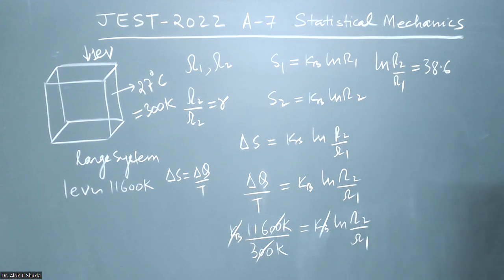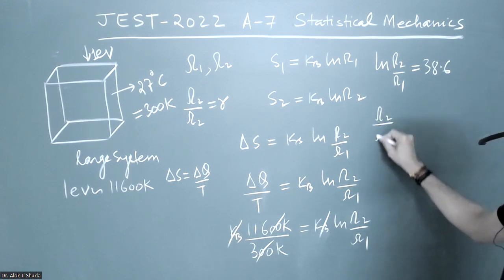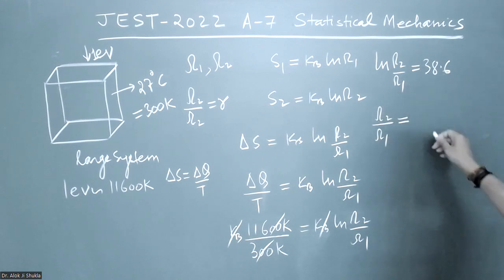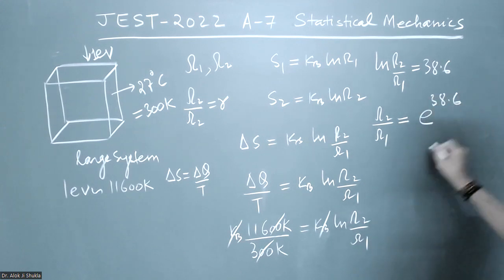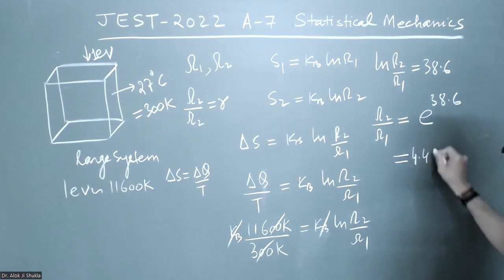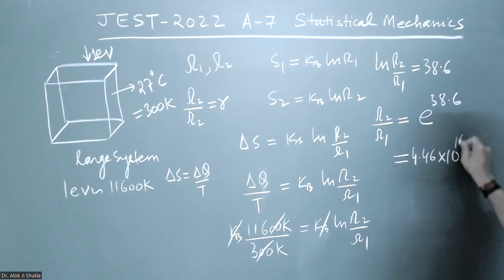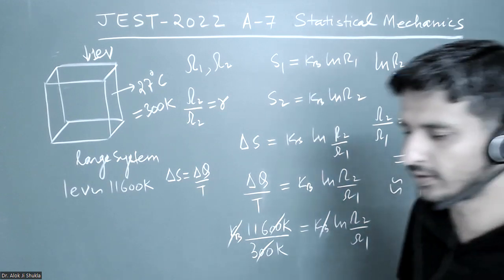Now omega 2 by omega 1 will become e to the power 38.6, and you can use a calculator to get this number. That will be equal to 4.46 into 10 to the power 16, and roughly that is of the order of 10 to the power 16. So this is the procedure, a very straightforward one.